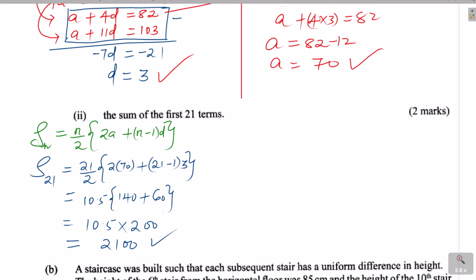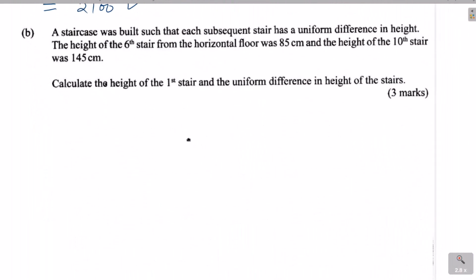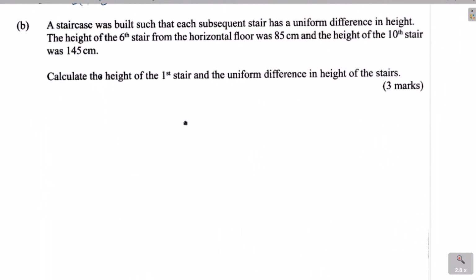We go to part B. A staircase was built such that each subsequent stair has uniform difference in height. The height of the 6th stair from the horizontal floor was 85 centimeters, and the height of the 10th stair was 145 centimeters. Calculate the height of the first stair and the uniform difference in height of the stairs.